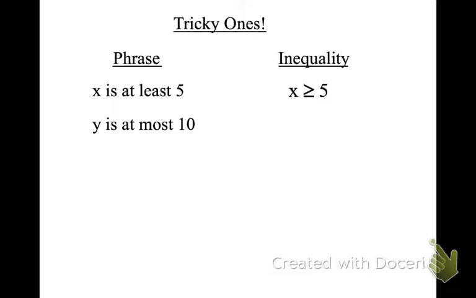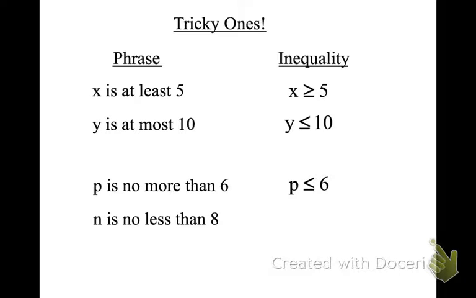Next one, Y is at most 10. Imani? Y is less than or equal to 10. Next one is P is no more than 6. Let's go with Ethan. P is less than or equal to 6. Good. And then we have N is no less than 8. Riley? N is greater than or equal to 8. Good. Okay. Pause the recording if you want to keep taking notes.